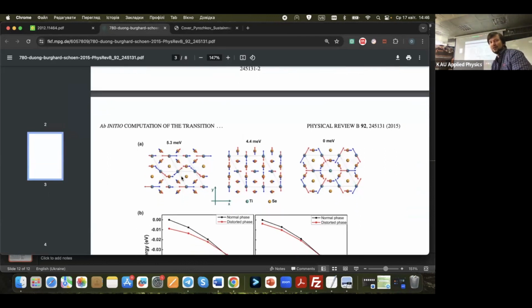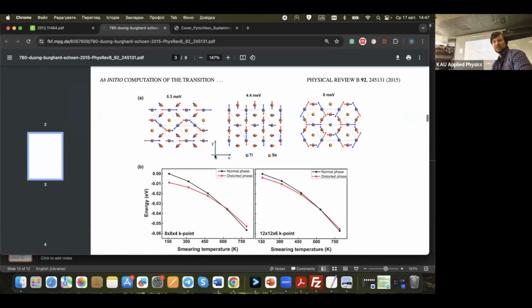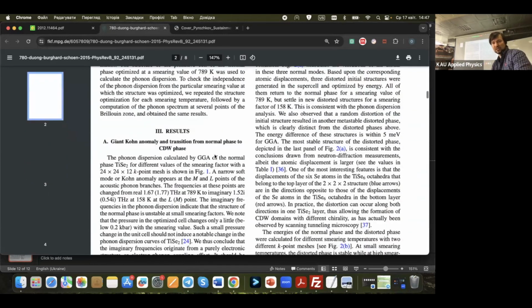Artificially displace them, or in our files. So yes, it's artificial, by hand. You should change it by hand, and then you will see that it became stable. The structure begins to be stable again, and they made it all with Quantum ESPRESSO.